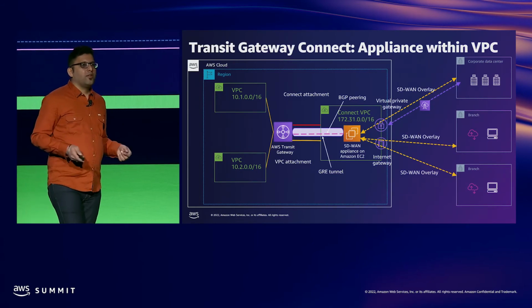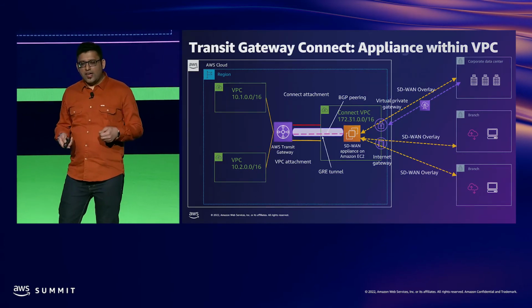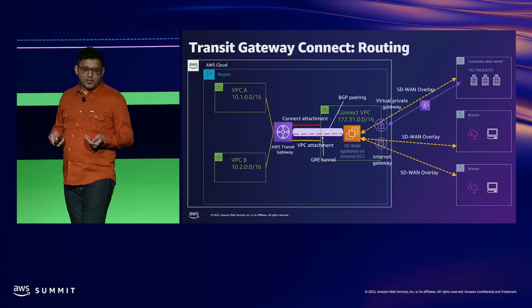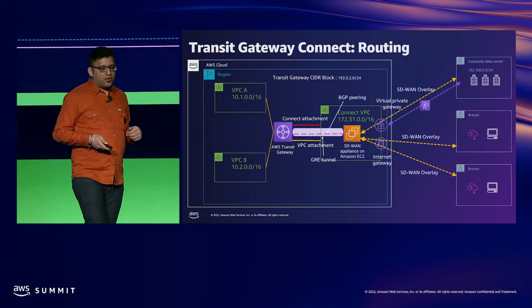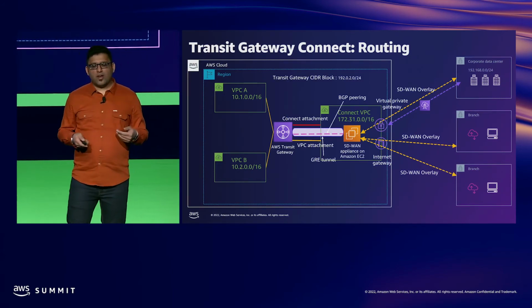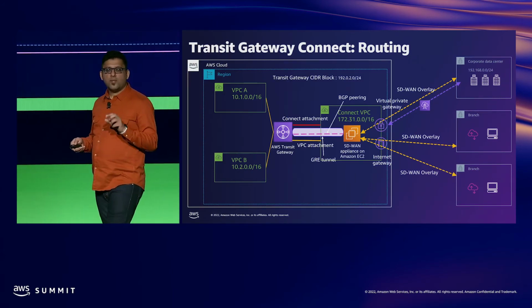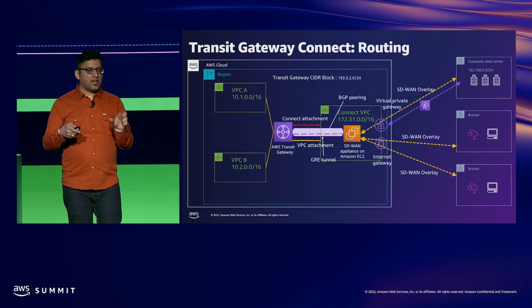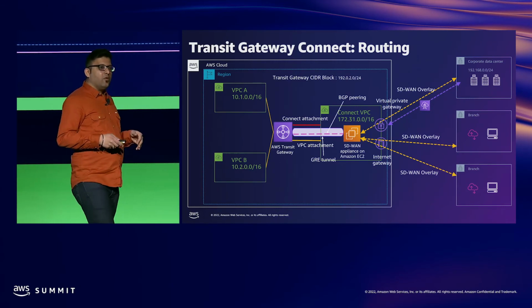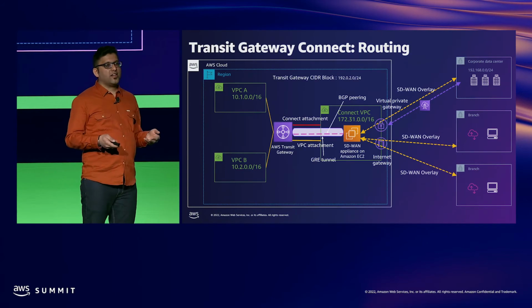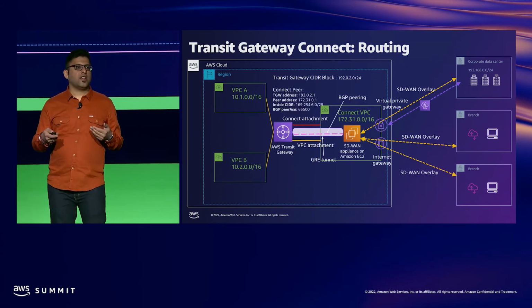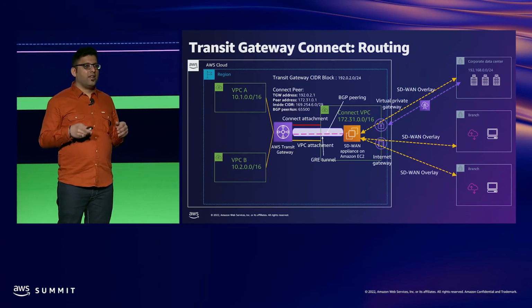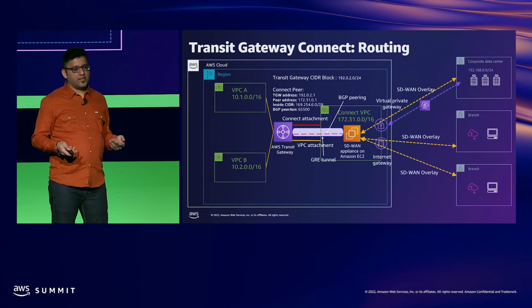So far I have talked about the high-level architecture. Now let's dive into the routing piece of it. You have the base architecture that I just talked about. What you do next is create what we call a transit gateway CIDR block, so you are basically providing a CIDR block to your transit gateway. Once you do that, you create the connect peer. Think about it as nothing but a GRE tunnel and the configuration required for that GRE tunnel.